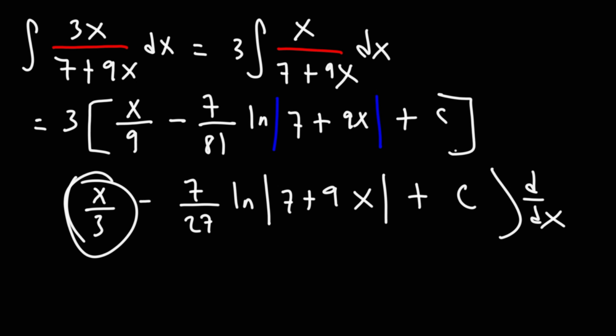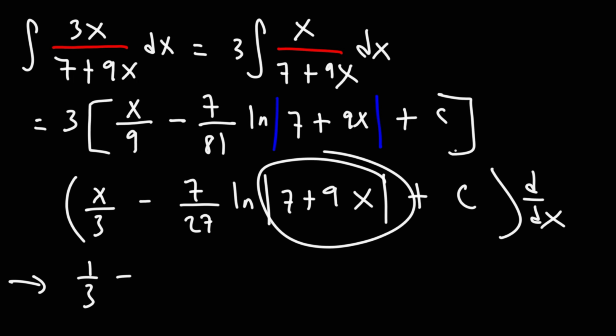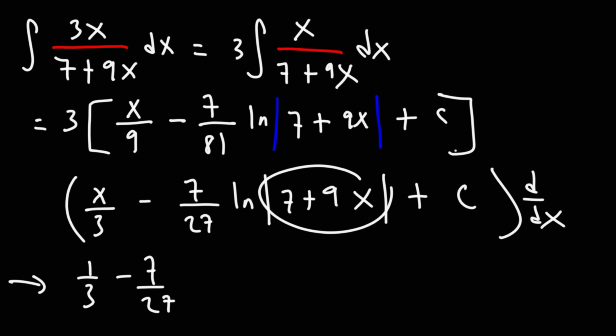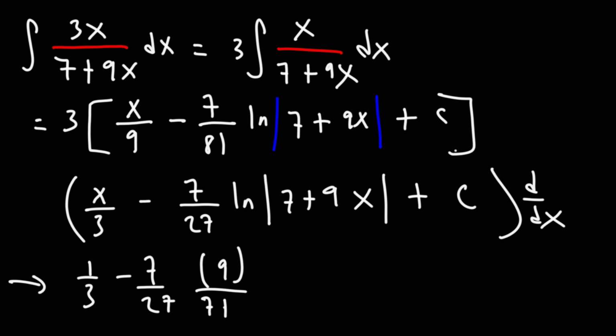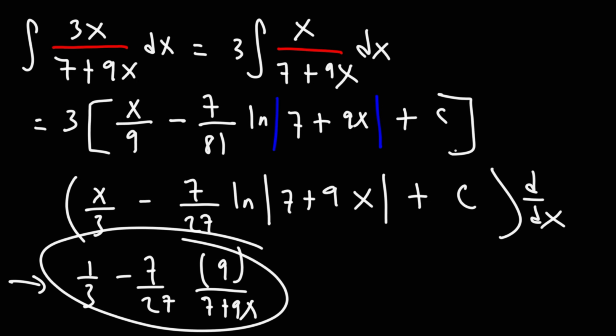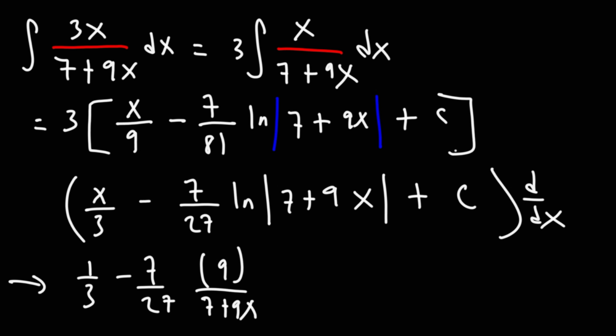The derivative of x over 3 is just 1/3. Now the derivative of natural log is going to be u prime over u. So u prime, the derivative of what's inside, the derivative of 7 plus 9x is just 9. And then divided by u, that's the original expression of 7 plus 9x. The derivative of the constant c becomes 0. So the question is, does this expression equal what we have here? That's what we've got to find out.